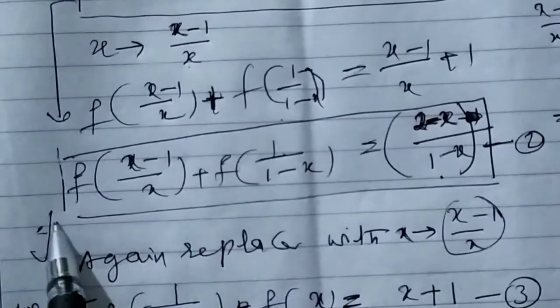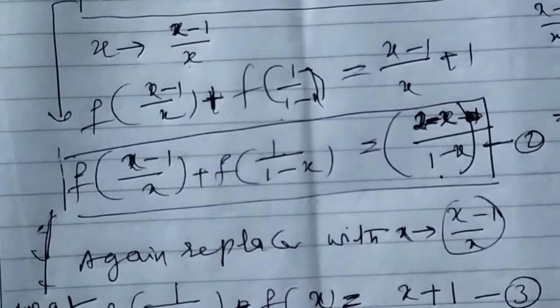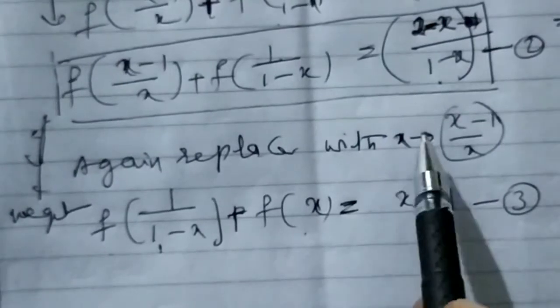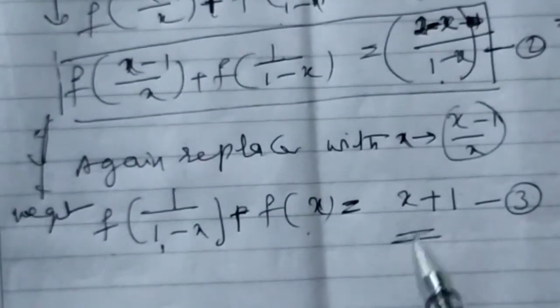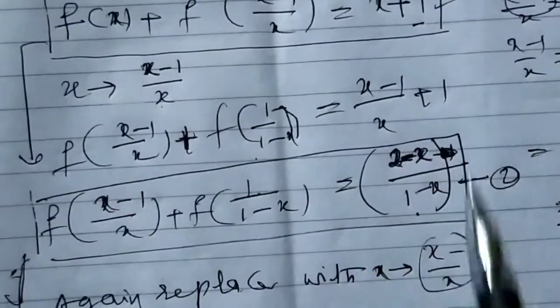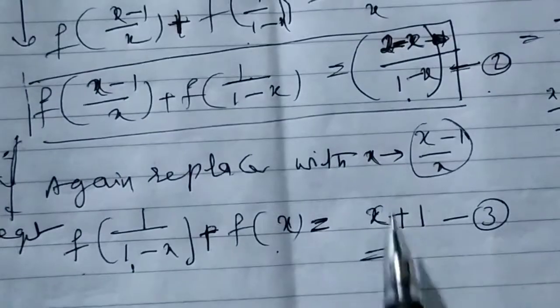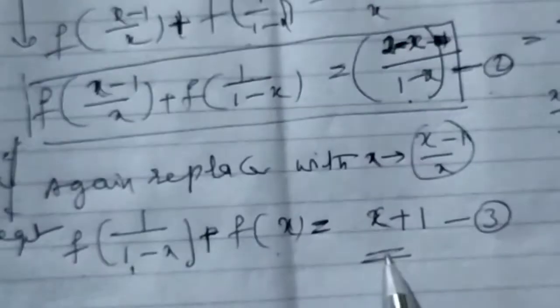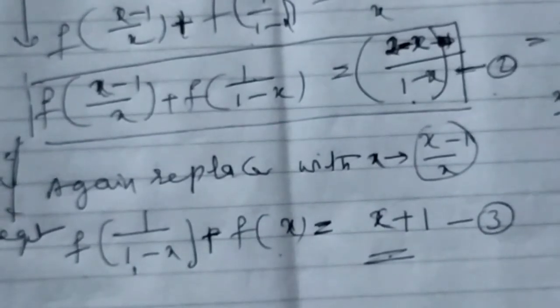By doing that transformation, this result changes to f of 1 by x plus f of x, and this one changes to x plus 1. So here you are getting three equations. Equation 1 is the given equation, by applying the first transformation we get equation 2, and by applying the transformation a second time we get 3. But we have to find out f of x.